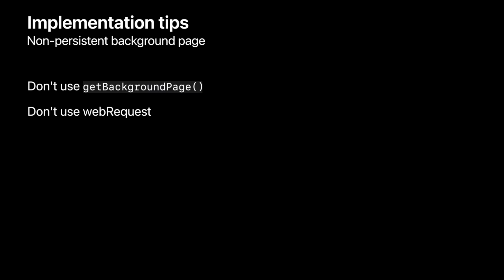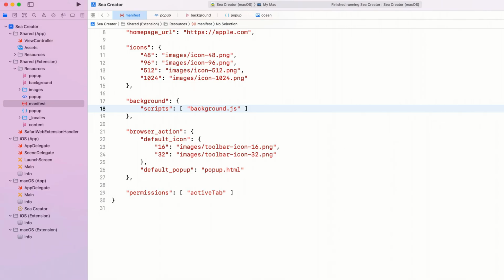So to see how this all works together, let's try it out in Safari. I'm using a modified version of the sample code from last year's session about Safari extensions. This extension can replace words in web pages with emoji and reports how many total replacements have happened. First, let's see what this extension does without making any changes. Because we've left out the persistent key in the manifest, the background page is persistent by default.